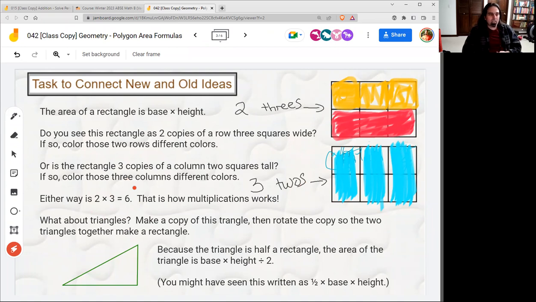So that's how multiplication for squares and rectangles works. It's length times width or base times height, whatever you want to call it. You take the number on one side and the number on the other side and multiply them together.